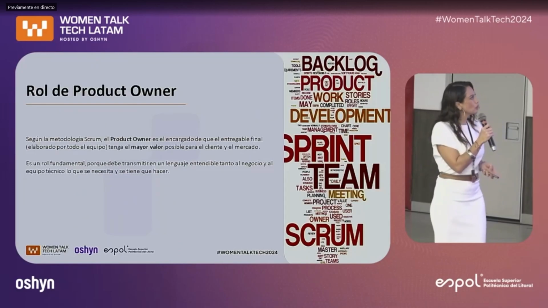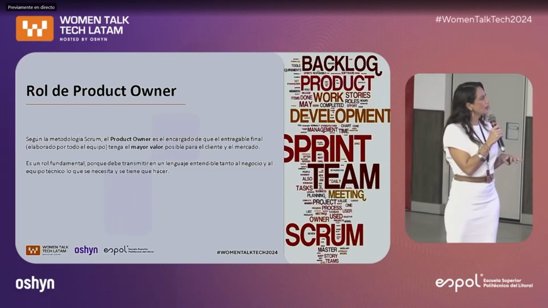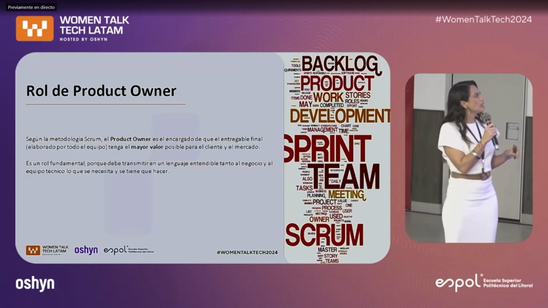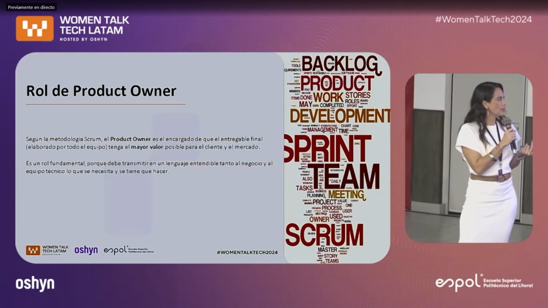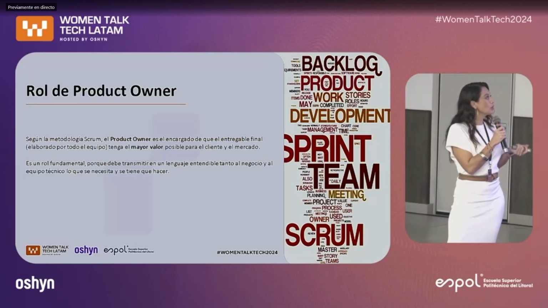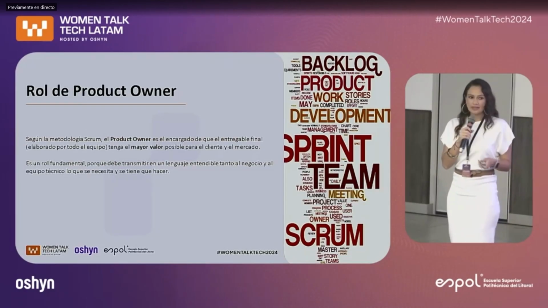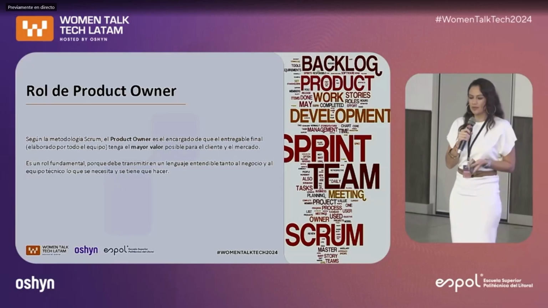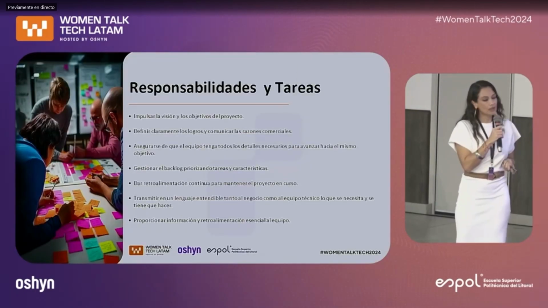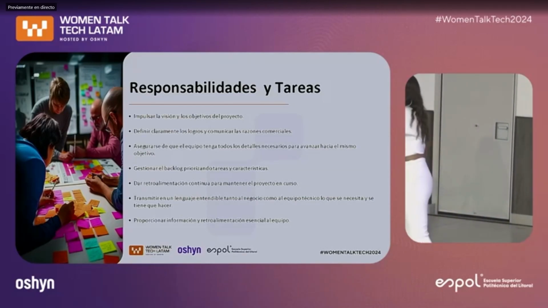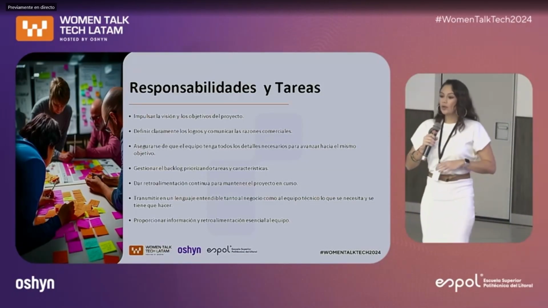According to the Scrum methodology, the product owner is the one in charge of delivering a final deliverable prepared by all of the team of developers, and that this product has the greatest value possible for the client and the marketplace. It is a fundamental role because it must transmit, in a language that is understandable for the business and the technical team, everything that needs to be done. And so let's see the responsibilities and tasks that pertain to the product owner.